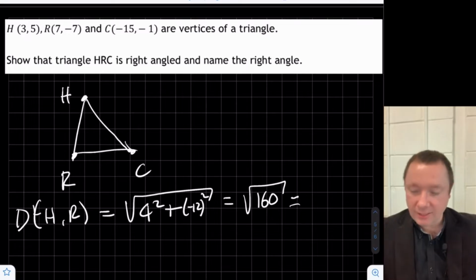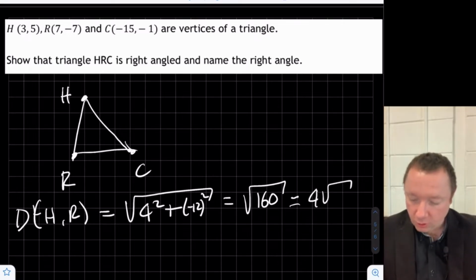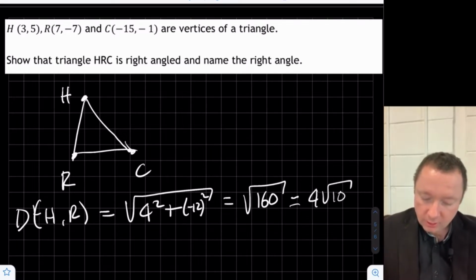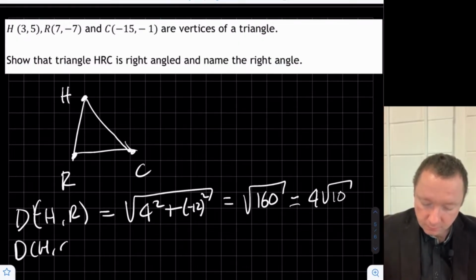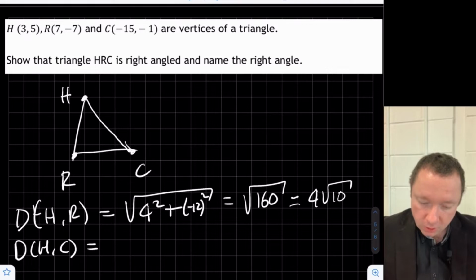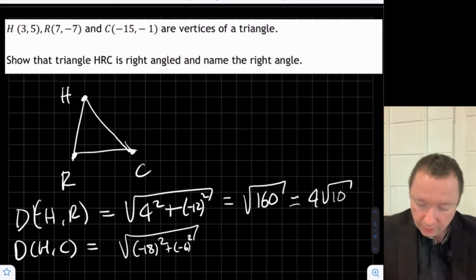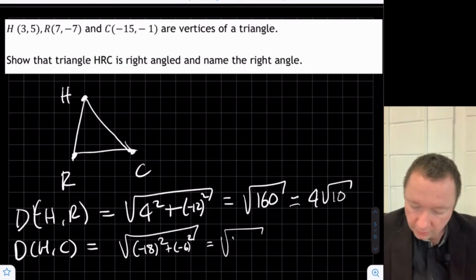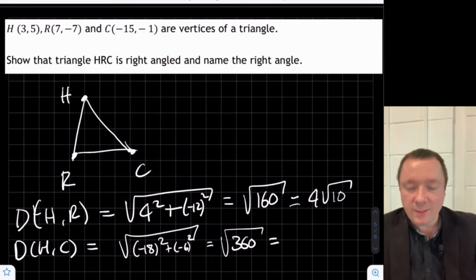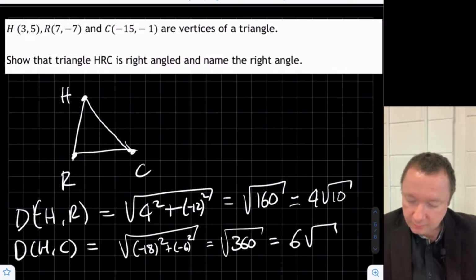160 is 16 times 10, so we get 4 root 10. Okay, let's do the distance from H to C. So that's minus 15 take away 3, which is minus 18 squared. Minus 1 take away 5 is minus 6 squared. That's the square root of 360. That's 36 times 10, so that's 6 root 10.